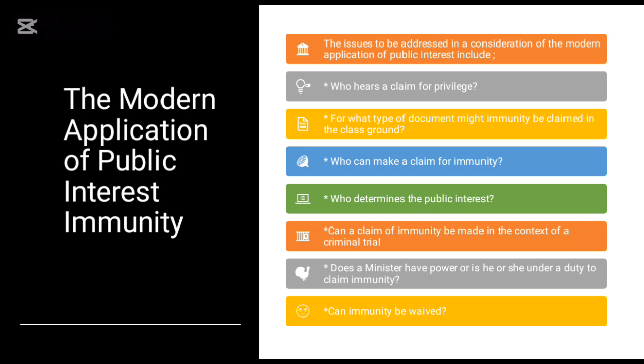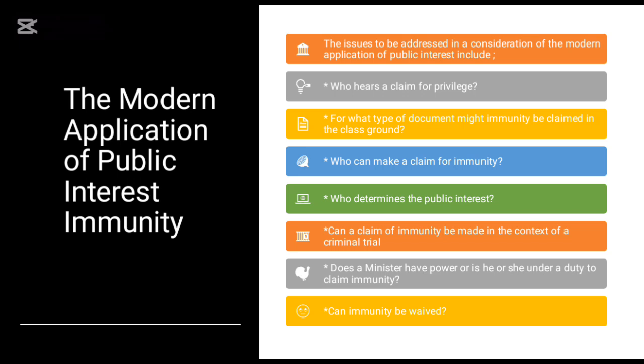Then the fourth issue is who determines public interest. The courts are responsible for determining public interest, while government ministers may assert that disclosure would harm the public interest. The judge has the final say.